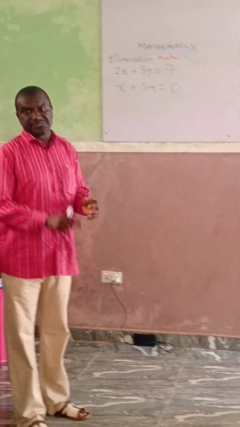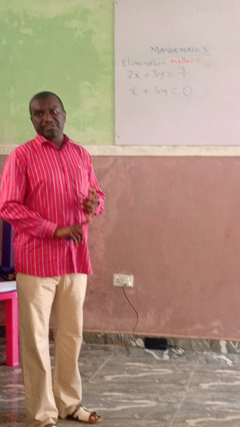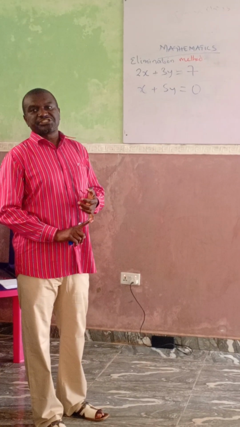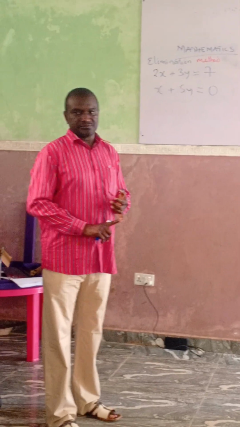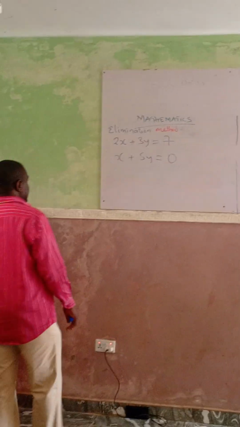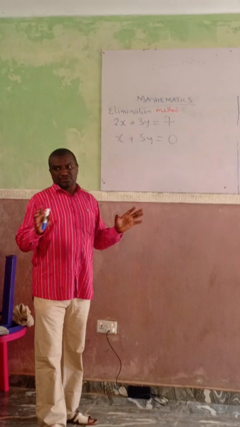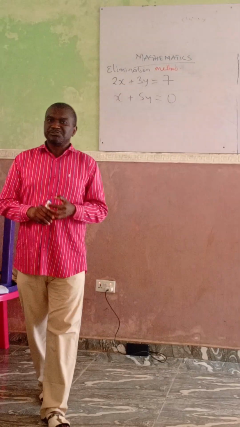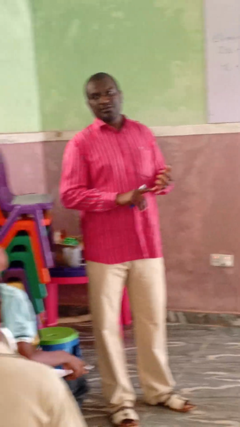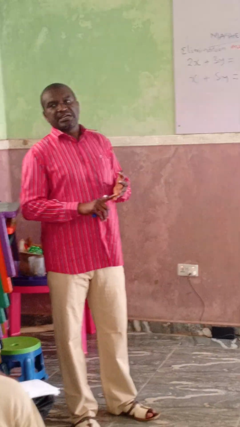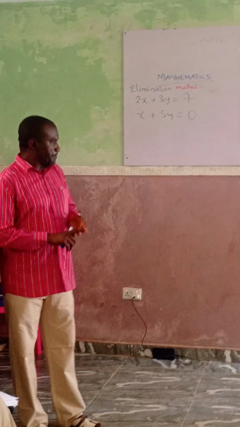Because we are looking at simultaneous equations. The name for it is systems of equations. And we said there are different methods of solving a simultaneous equation. One of the methods we said is the elimination method, the substitution method, the graphical method, and the matrix method.